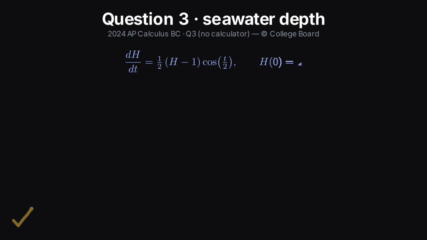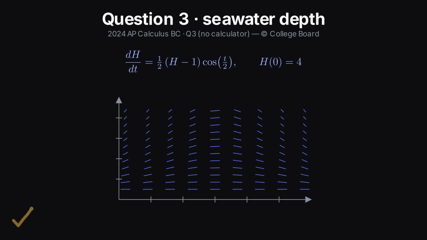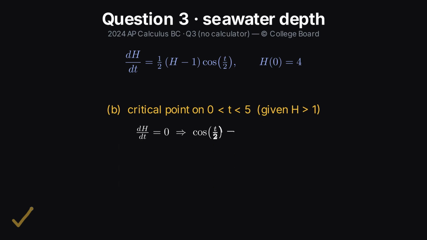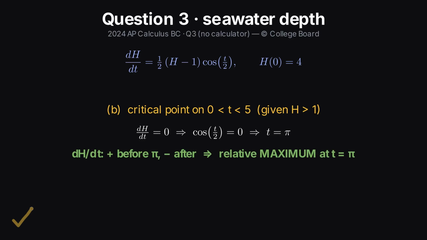Question 3. No calculator. Seawater depth h satisfies dh/dt equals 1/2 times (h minus 1) times cosine of t over 2 with h of 0 equal to 4. A slope field is given. Part A. Sketch the solution through the point (0, 4), follow the tick marks, rising then leveling off as the field flattens. Part B. A critical point needs dh/dt equals 0.